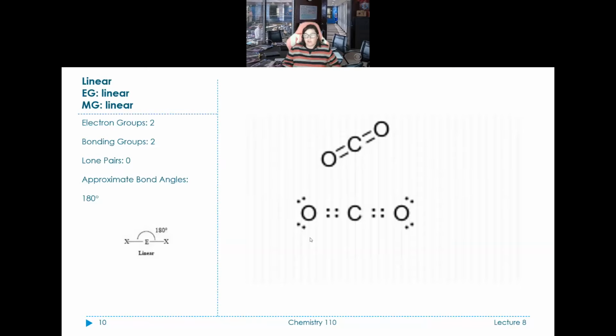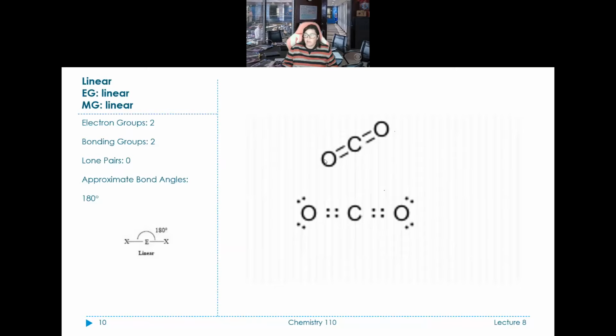So this is a structure. CO2 is considered a linear structure. It has 2 sets of electron groups, 1 on each side of the carbon. There are no lone pairs associated with this, and therefore, in order to get them as far apart as possible, there needs to be 180 degrees between them.